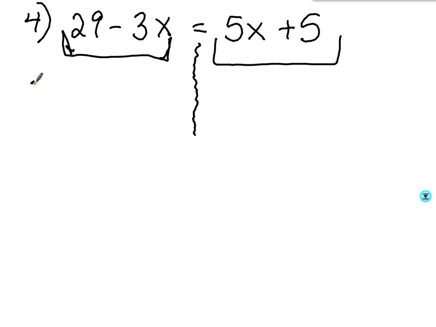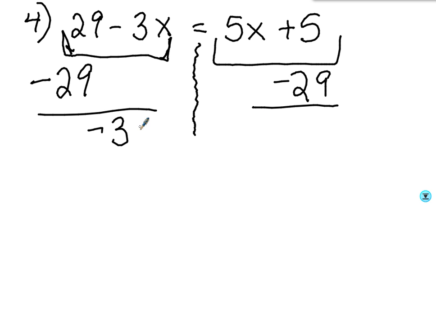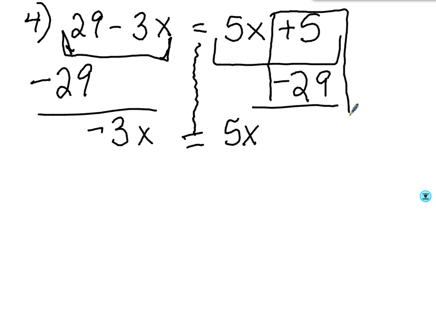So how am I going to get rid of it? Minus 29. What I do to one side, I have to do to the other side. Are you subtracting 5 and minus 29, or 5 minus 29? You've got 5x, and over here you're going to combine 5 minus 29. Negative 24. Thanks, Hayden.